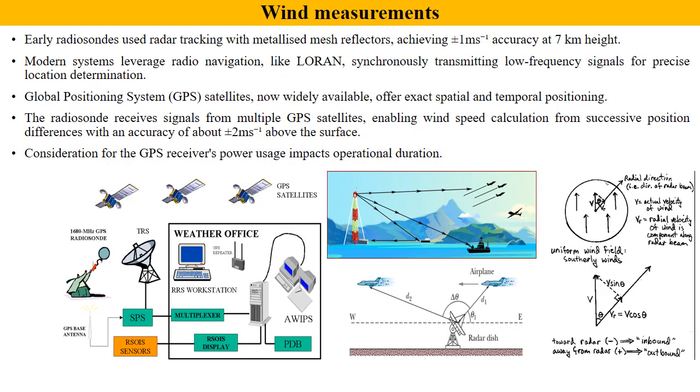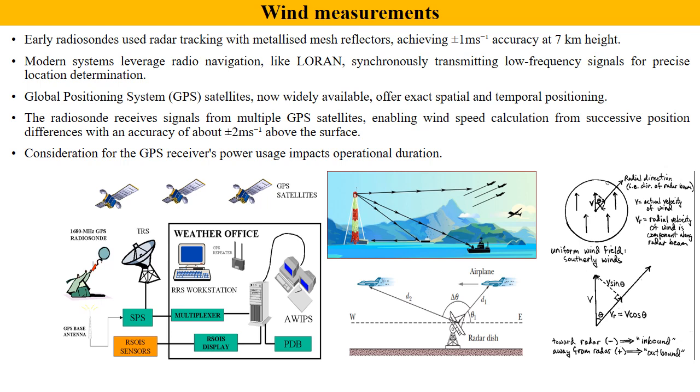How do we do the wind measurements? The early radiosondes used radar tracking with metallized mesh reflectors. It achieved around 1 meter per second accuracy at 7 kilometer height. But at that time, nobody was able to go higher than 7 kilometers.